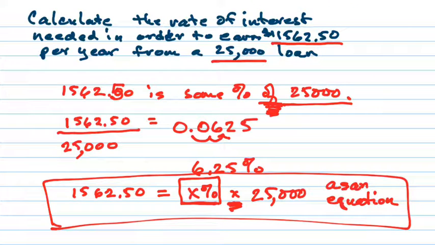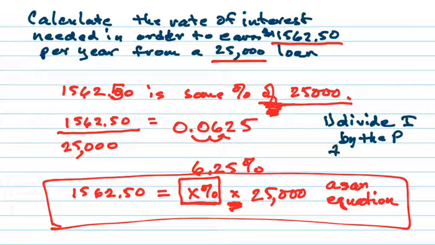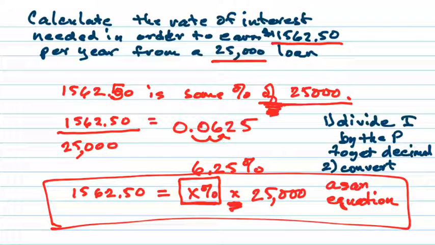So let me write those steps down. What I did on this particular problem: first, divide the interest by the principal to get the decimal. The principal is the amount of the loan. Then convert to a percent. Now, that's the process.